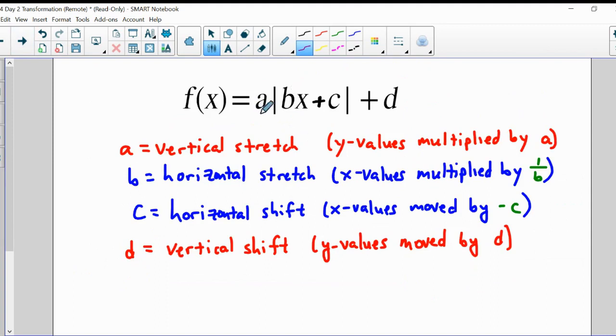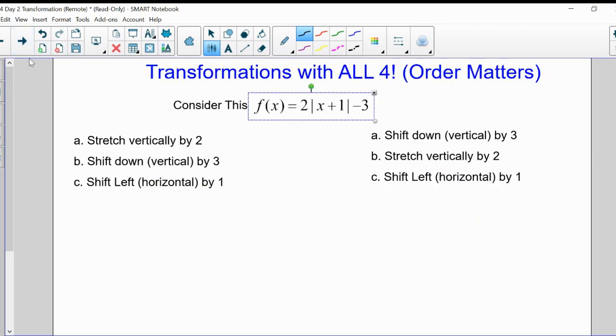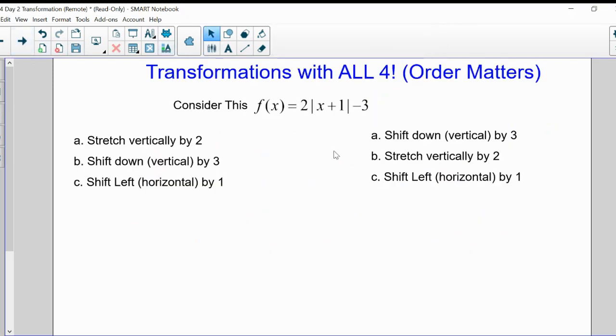So if we look at the function a absolute value of bx plus c, plus d, or any kind of function that's some kind of f of x, we have these situations going on. A vertical stretch, where y values are getting multiplied by a, or a vertical shift, where y values are getting moved by d. Whereas b and c, the horizontal stuff, actually works backwards of how our brains think. The x values are getting multiplied by 1 over b, and the x values are moved by the opposite of c. And that's something that we learned last year, but we're just reviewing right now.